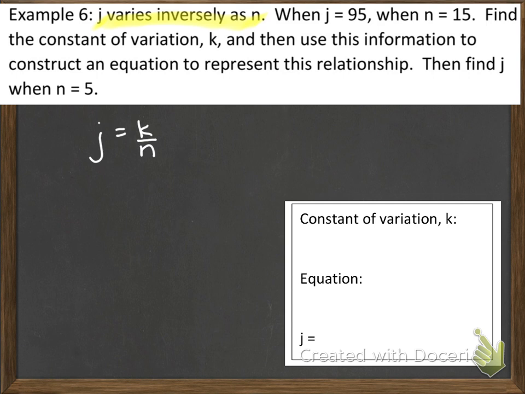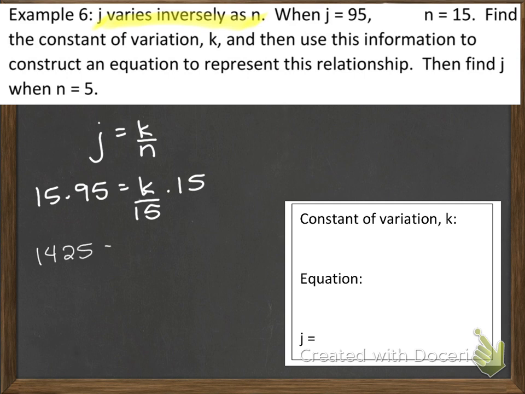Then it says when j is equal to 95, then n is equal to 15. So we need to multiply both sides by 15. So what is 15 times 95? Well, it's kind of a large number. It is 1,425. So that is our value of k. So we can go ahead and write that answer down in the very first blank. So we can say that k equals 1425.